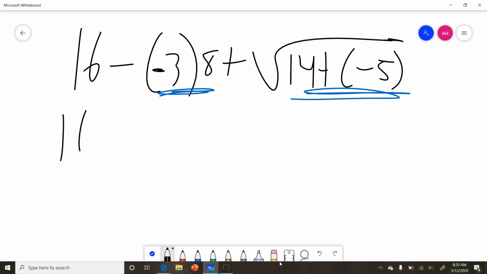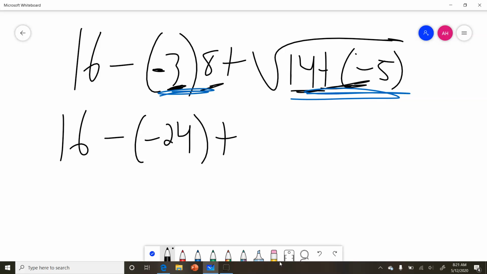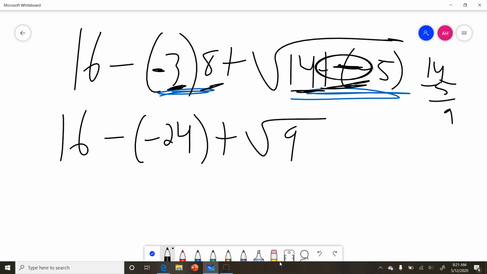So the 16 minus stays, minus, what is -3 times 8? Well, that's -24. Plus, what is 14? Remember, plus and minus becomes one big minus. 14 minus 5 is 9, so plus the square root of 9. Now, I come here, and I say those become one giant plus, right? The minus minus. So I do 24 plus 16, which is 40.